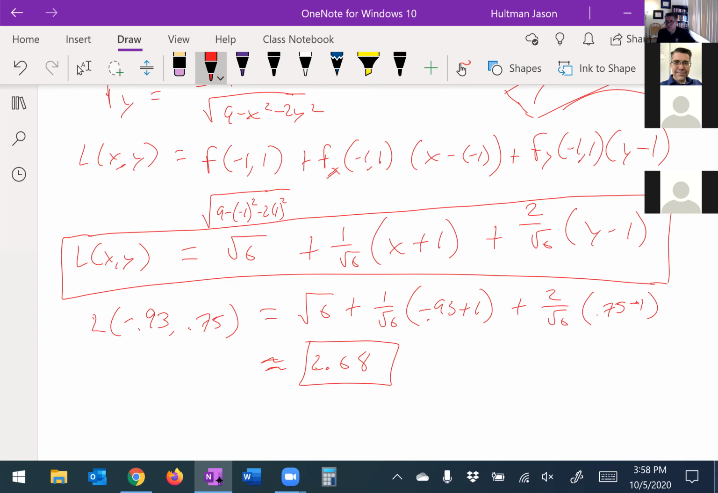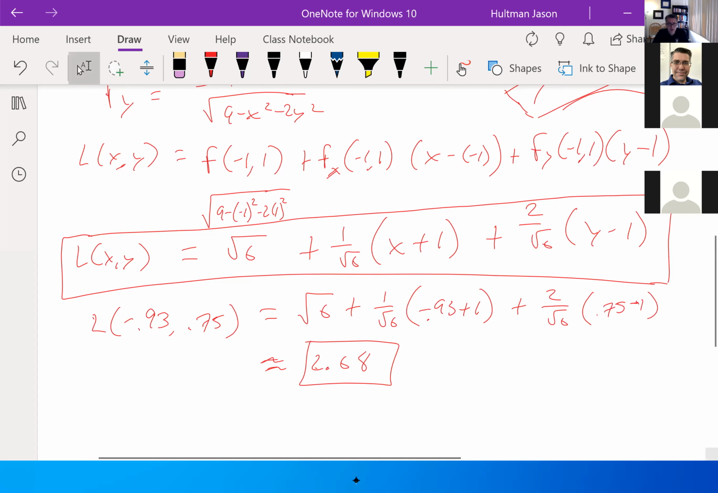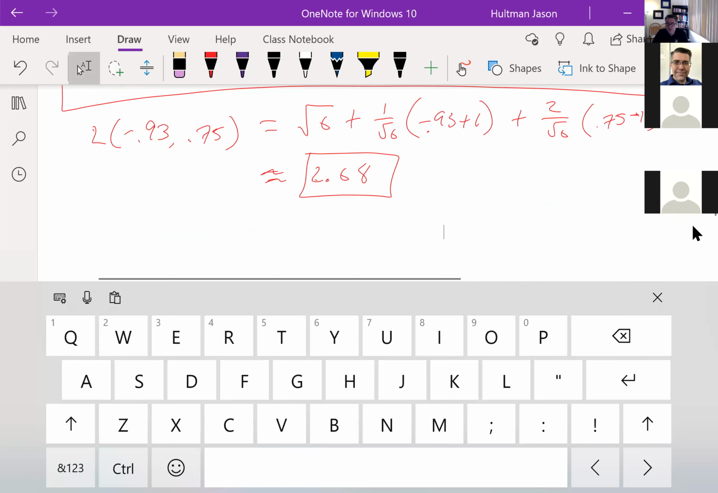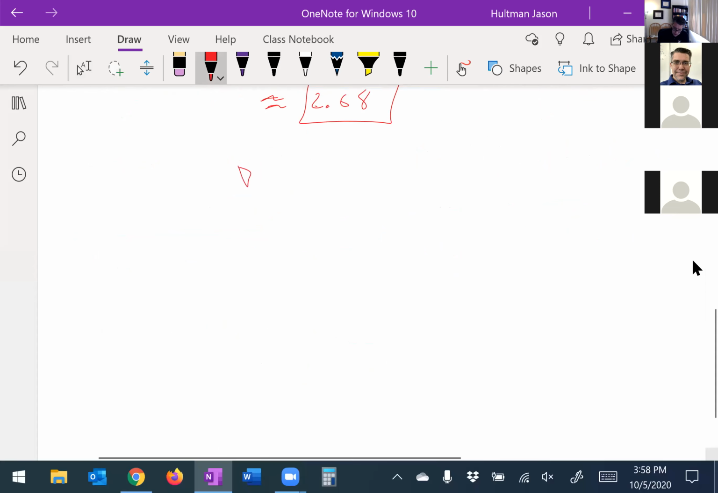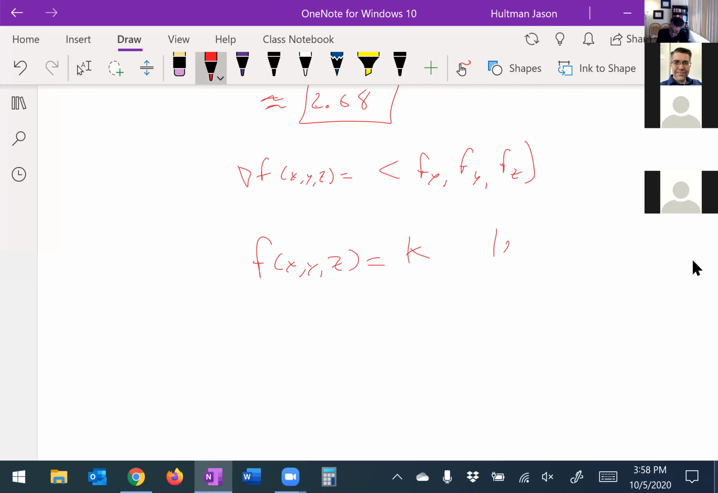I had another question about level curves and the gradient. I mean, the gradient is just the partials, right? The gradient of f of x, y, z is just the partials. Okay, level curves are when f of x, y, z equals k. That's a level curve.